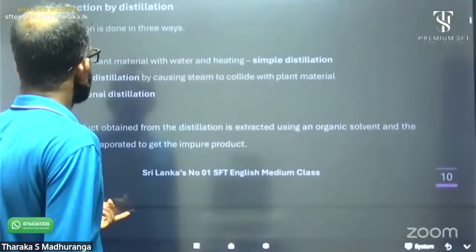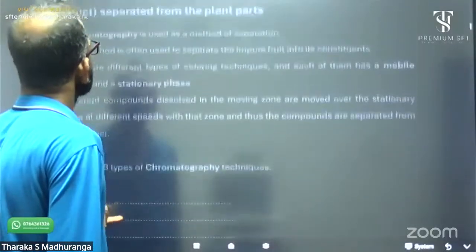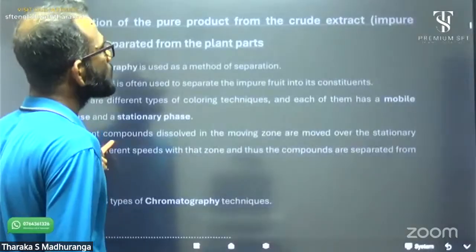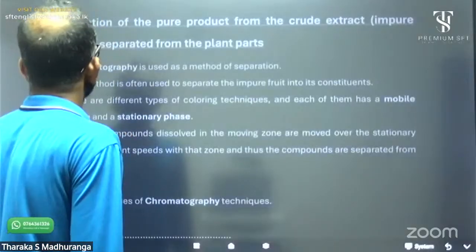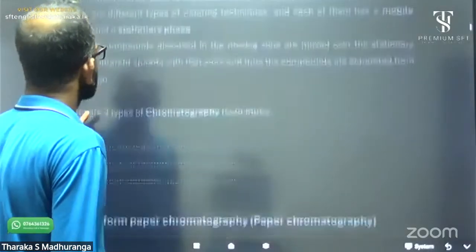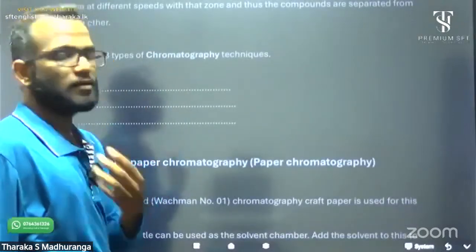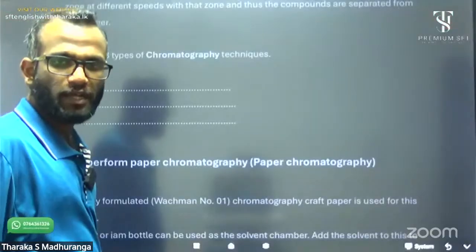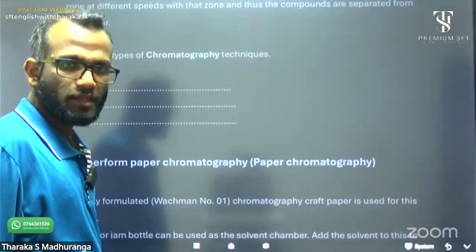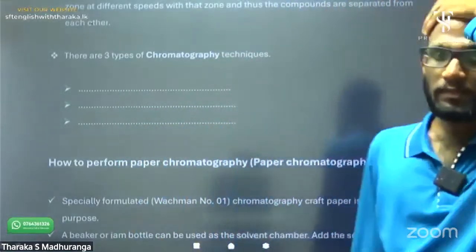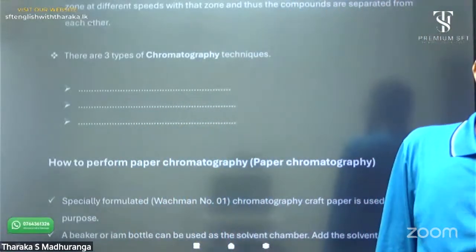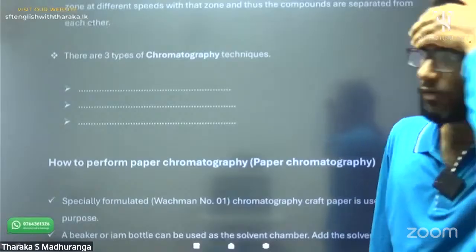Okay, go to your tune. There are three main types of chromatography techniques. Please quickly note down the three types: paper chromatography, thin layer chromatography (TLC), and column chromatography.